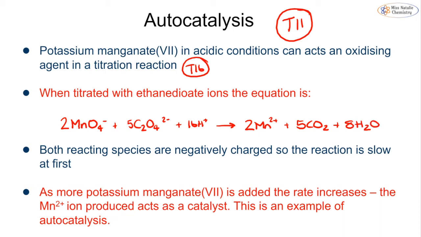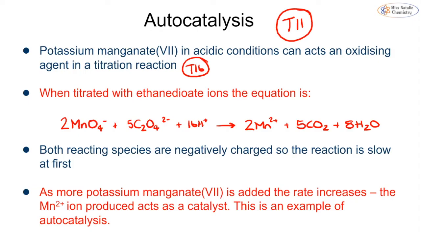Now, it's unlikely you will be asked to memorize this. They will most likely give it to you in an exam, but it's important to know that we've got the manganate becoming manganese and the ethane dioate changing into carbon dioxide and water. As with the previous example, both of these species are negatively charged. So when they are negatively charged, the reaction is very slow at room temperature.